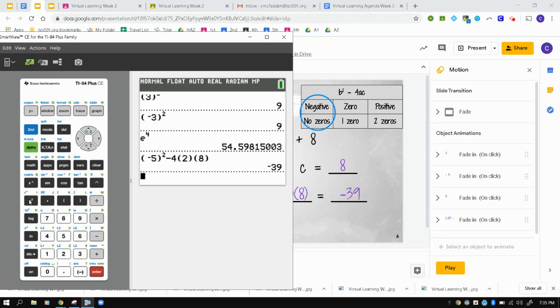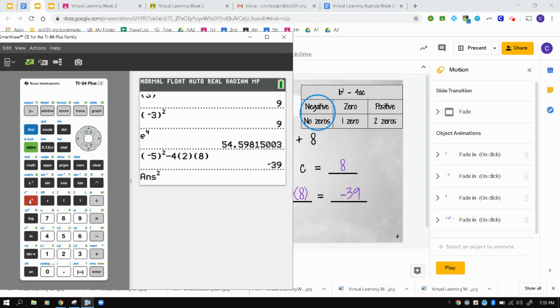So all you have to do is type it in your calculator like this, but be careful because you absolutely 100% have to put this in parentheses with the squared afterwards. Okay? That's pretty much it for today.